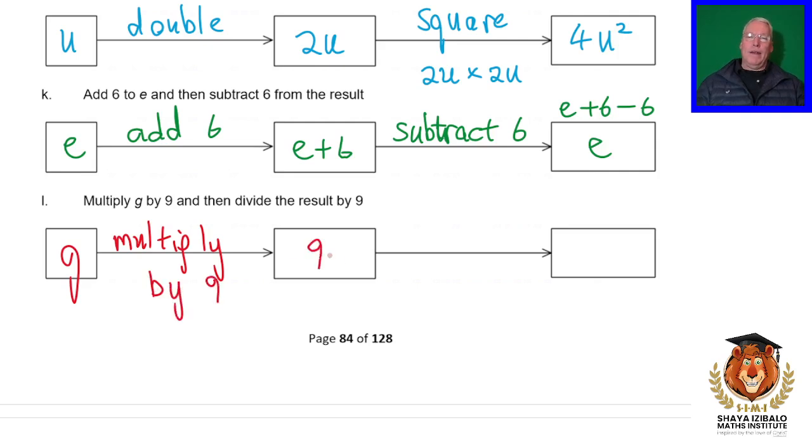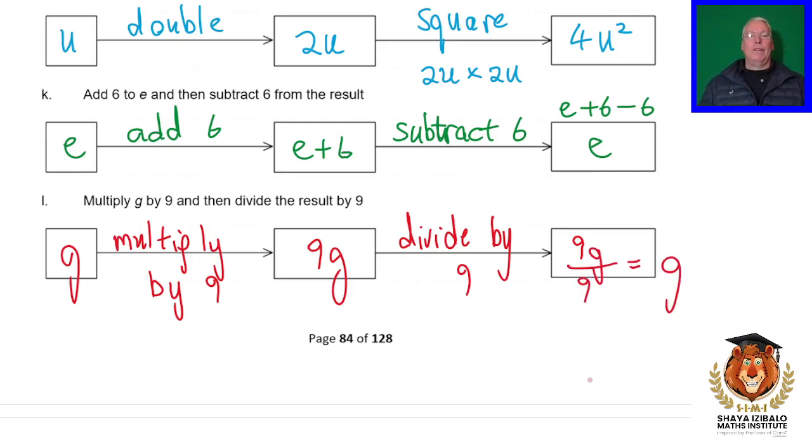Okay, multiply g by 9. Okay, we get 9g. And then divide the result by 9. Divide your answer by 9. Okay, so 9g divided by 9. And the answer to that is obviously just 1g.